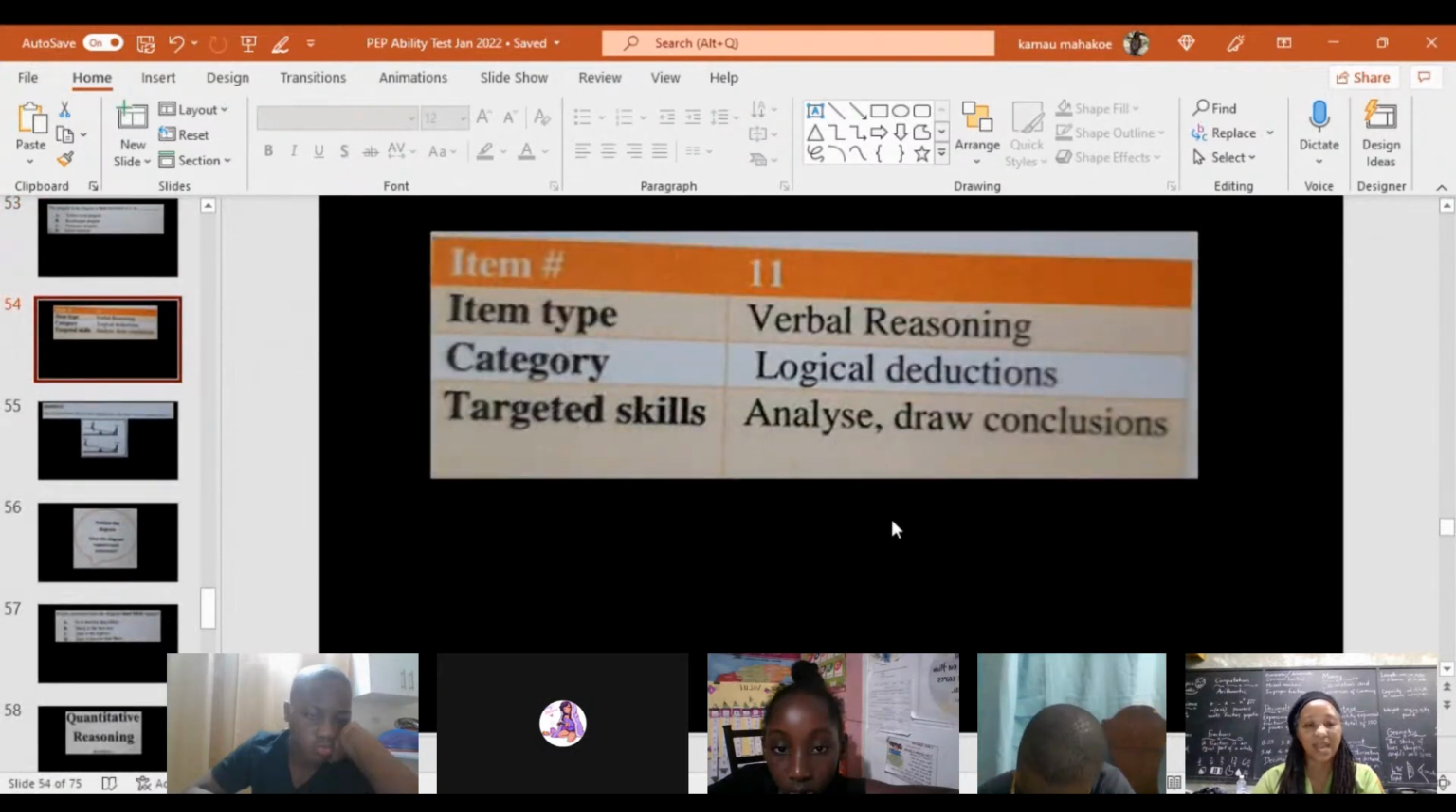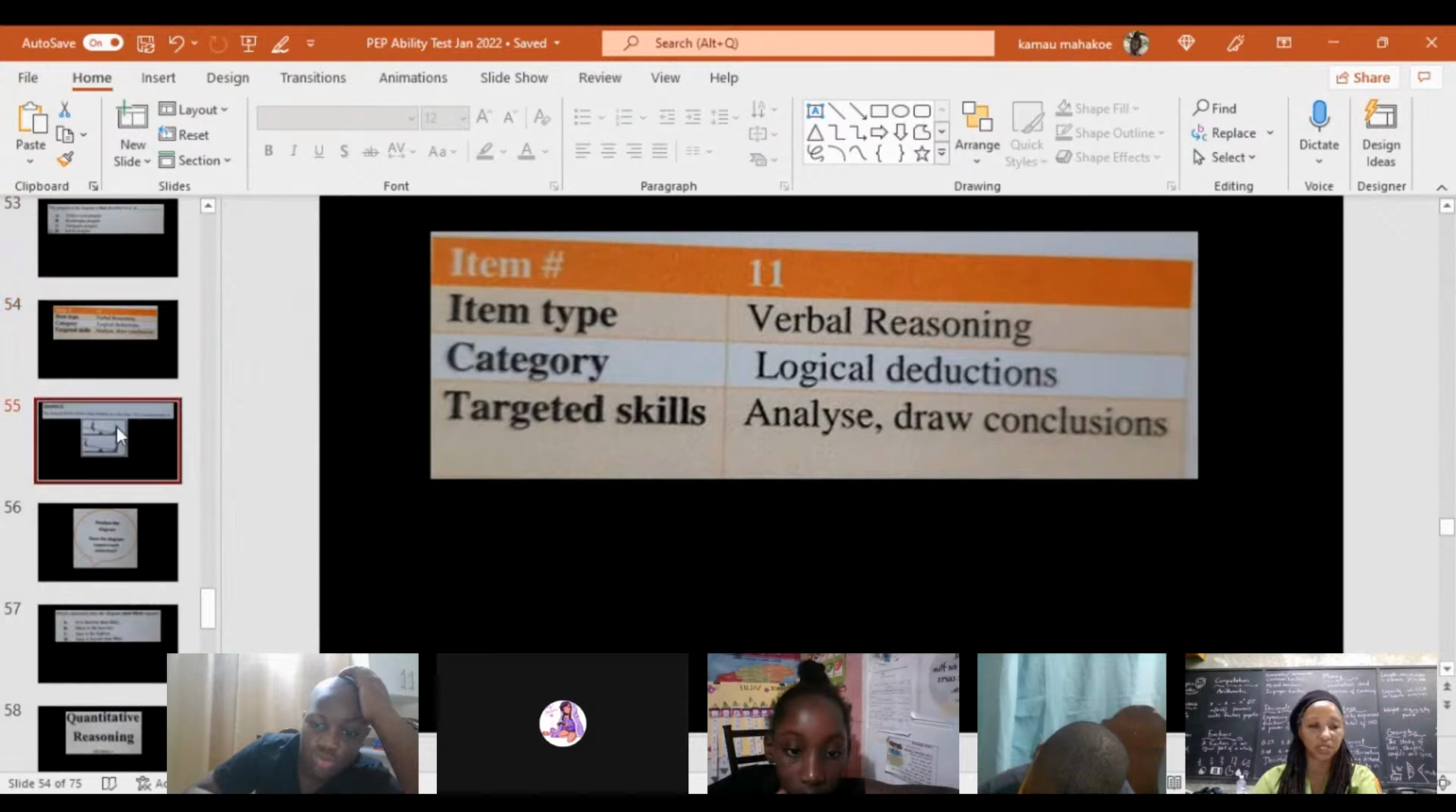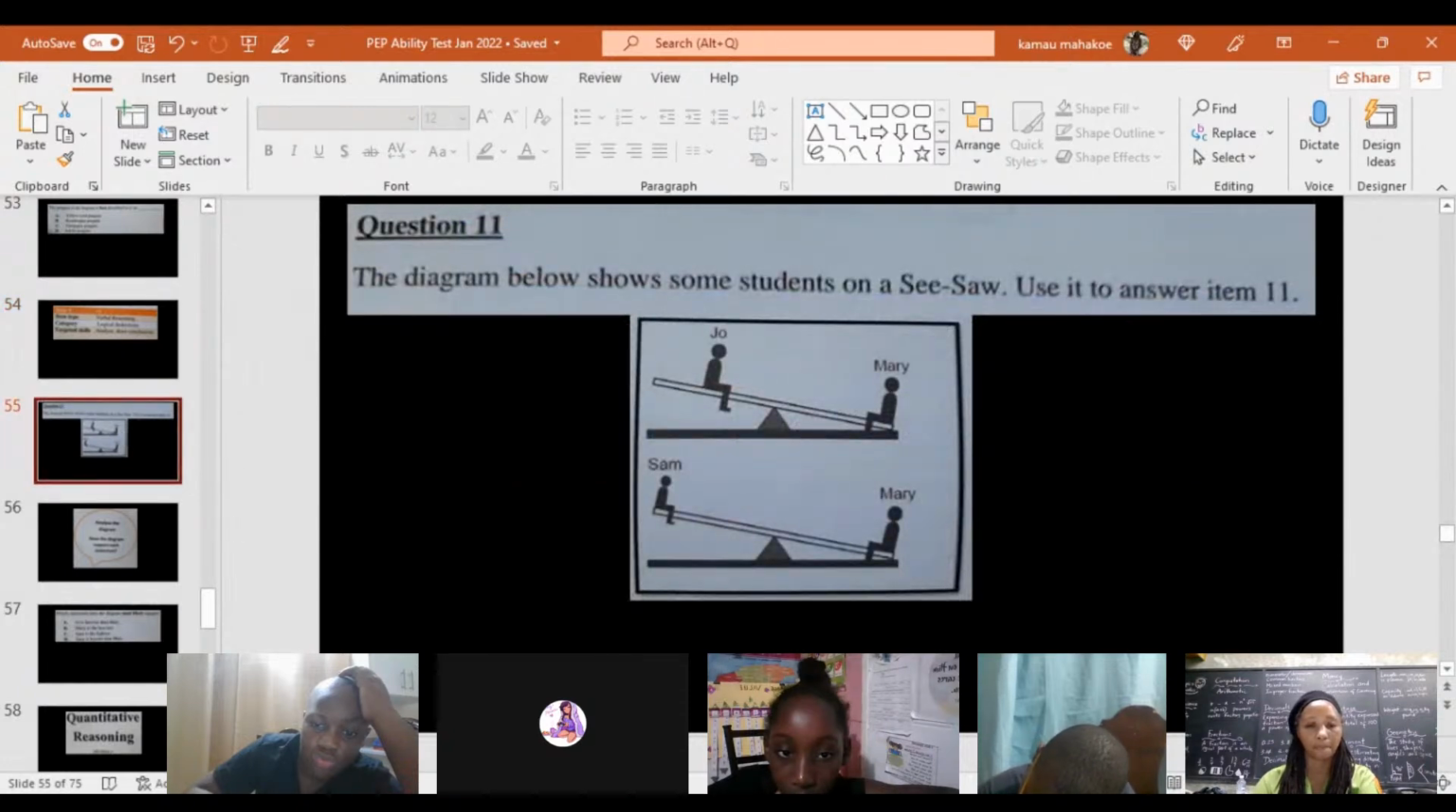Question 11, the item type is verbal reasoning, category, logical deductions. The targeted skills that are hoped to be developed in the student is the ability to analyze and to draw conclusions. All right, so here we have the diagram below shows some students on a seesaw. Use it to answer item 11.